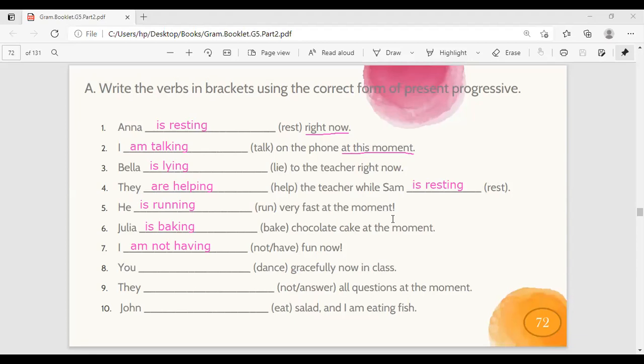You are not dance. No, you are dancing. Bravo, you're dancing gracefully. And we have to remove the e from dancing. Dancing gracefully now in class. Remove the e and put i.